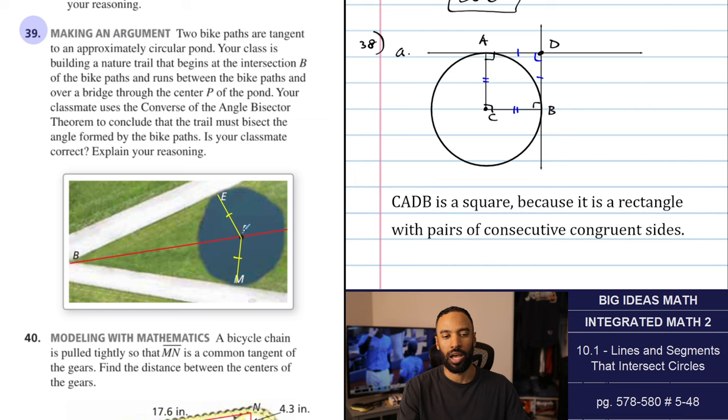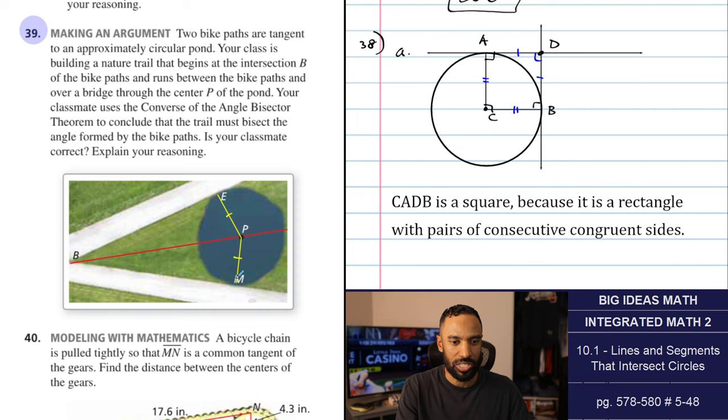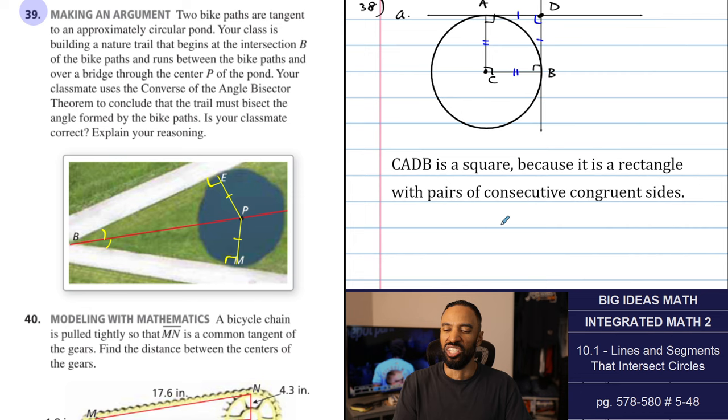But the converse of the theorem says a point that's equidistant from these two sides is on the angle bisector. And by the way, we know these two distances are the same because these should be right angles, because these are tangential right here. So it states that this is on an angle bisector, which means this angle is congruent to this angle here. So they're asking, can your classmate use the converse to conclude the trail must bisect the angle formed? Yes, they can.